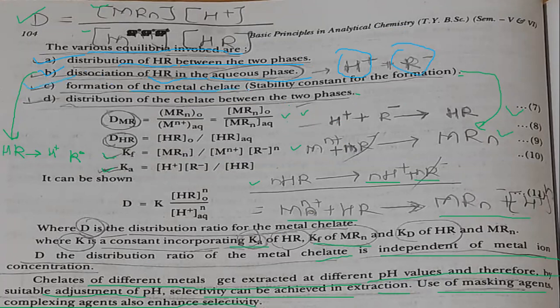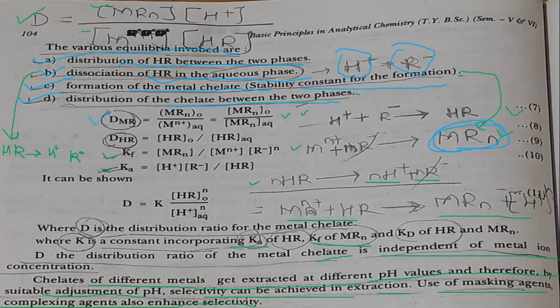Formation of metal chelate, that is, the stability constant for the formation of the metal chelate complex. This is the metal chelate complex formed now. Okay, now distribution of chelate between two phases. It gets distributed between the two phases, organic and aqueous.